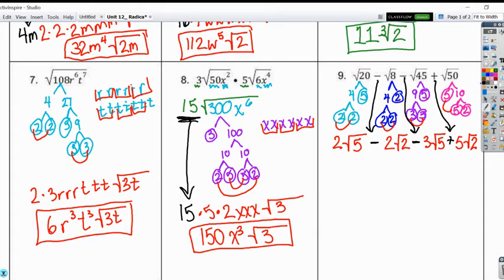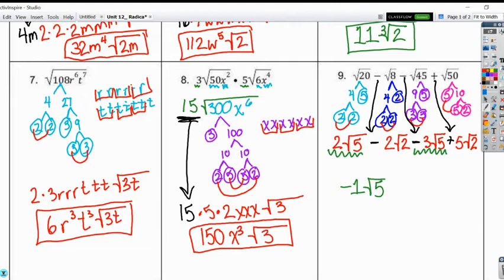Now notice, you can only add things that have those like radicals. So my 2 square root of 5 can only match up with my negative 3 square root of 5. So 2 minus 3 puts us at negative 1 with the same square root of 5.